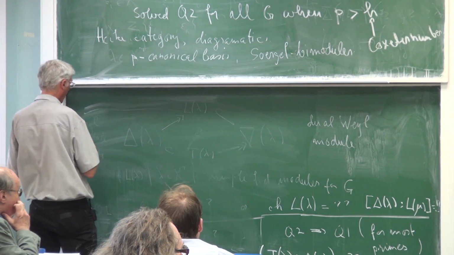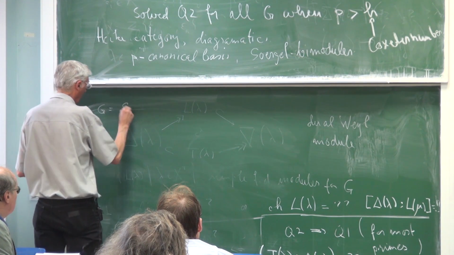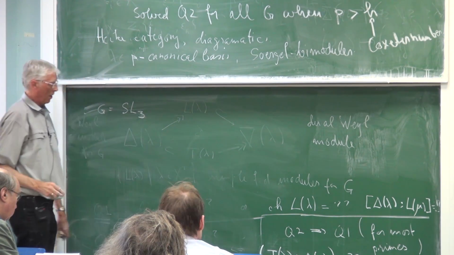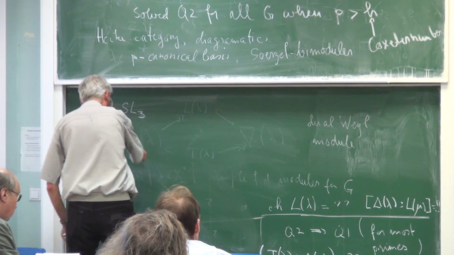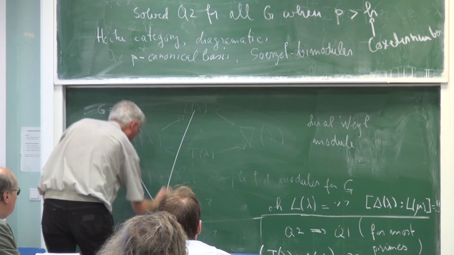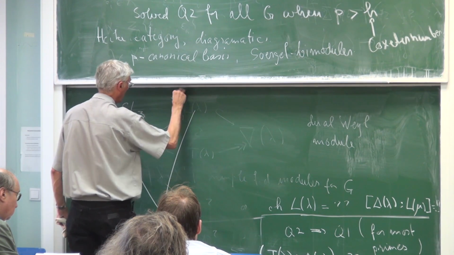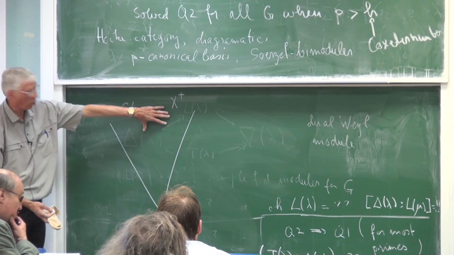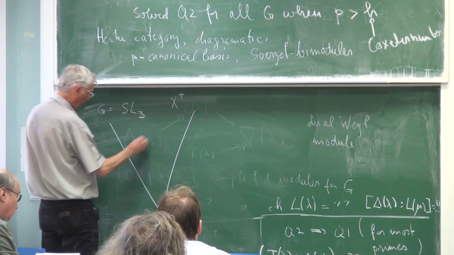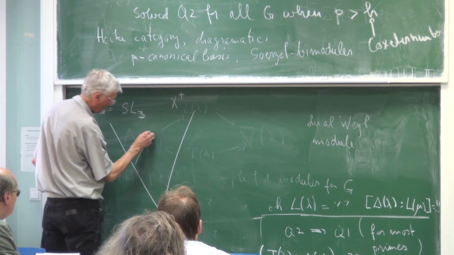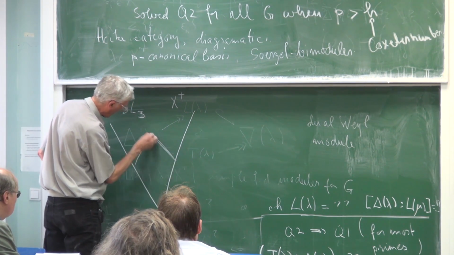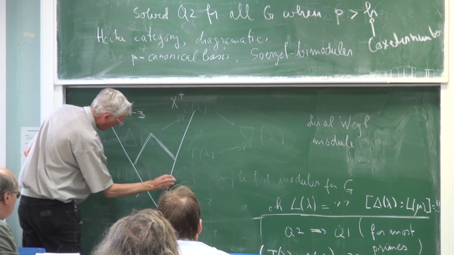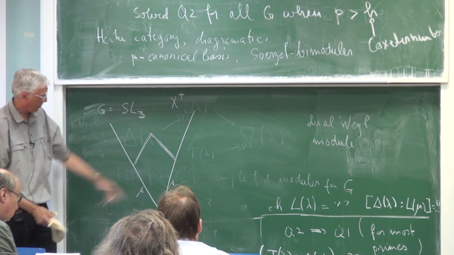If we work with a group, let me pass to SL, just for convenience SL3. So the dominant weights form a cone like this. There are infinitely many weights in X plus, all the integral points inside here. Now if you have a particular prime p, then the first box here: you put the limits here where you move p steps away from the origin.